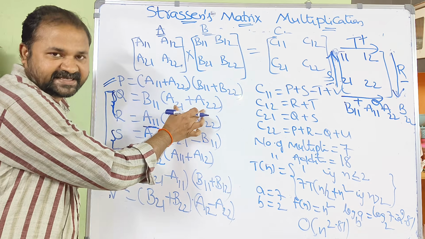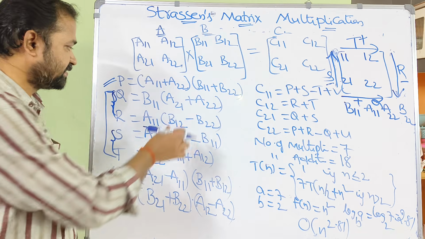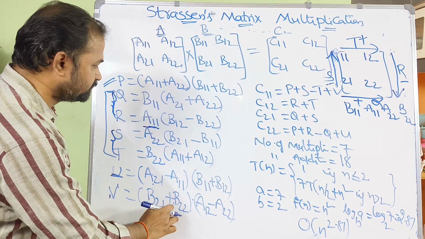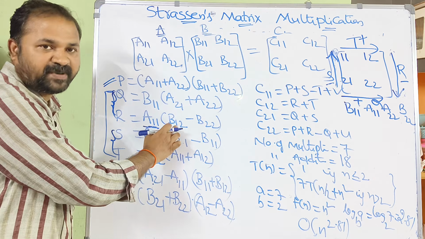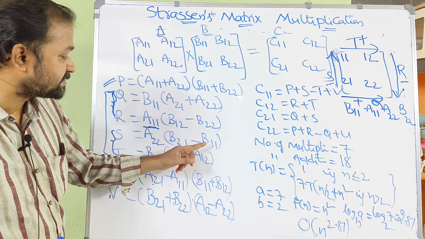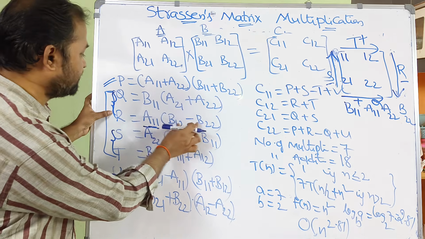Likewise, V is based upon this one. We have to take this expression within the parentheses. Take the reverse of A. So B21 plus B22 into, here we have B. So the reverse of B means A. So A21 minus, this one.